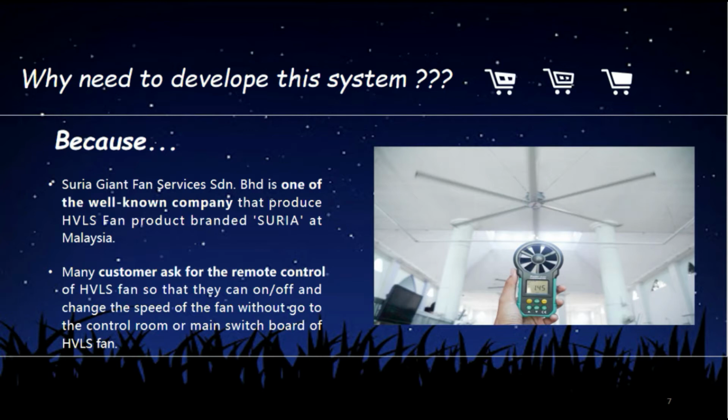So, why need to develop this system? Because, first of all, Suria Giant Fan Services Sendirian Berhad is one of the well-known company that produce HVLS fan product at Malaysia. It can be superiority to Suria product compared to other competitors at Malaysia. Secondly, there are many inquiry coming from the customer asking for the remote control system. Suria customer request the remote control system so that they can on or off and change the speed of the fan without go to the control room or main switchboard as usual.